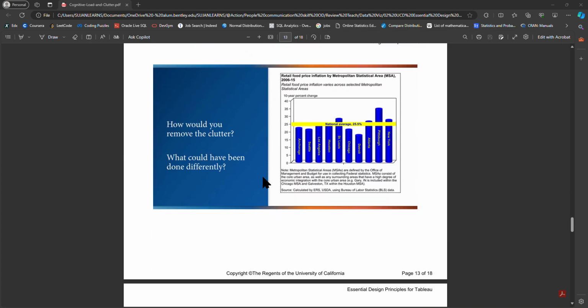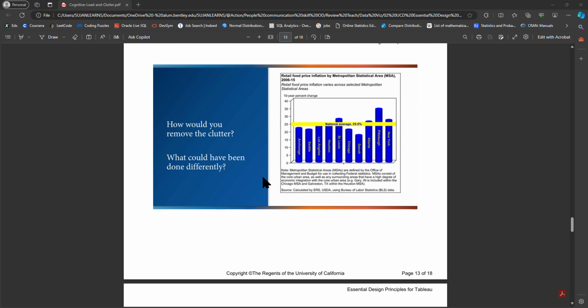This is a visualization developed by USDA. The background is that this is a regular report published by the USDA Economic Research Service. It is published by people who are renowned scientists or researchers. They collect data and report on these. Now, looking at this chart, can you tell me where the clutters are and how they can be removed? Let me tell you.